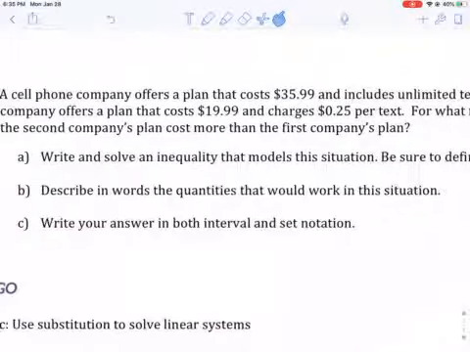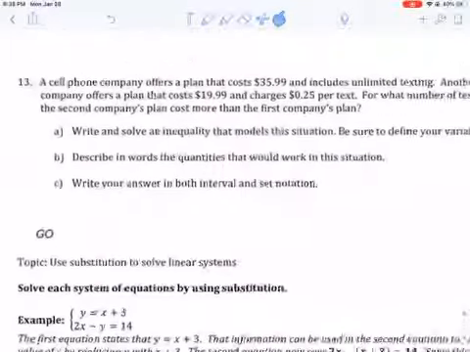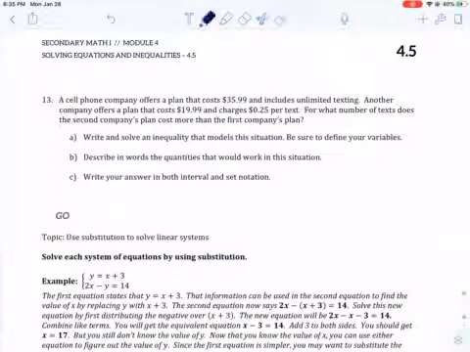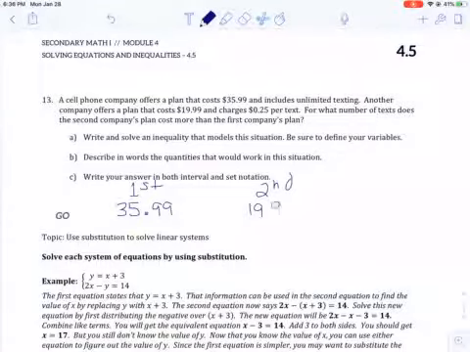Alright, so we've got two companies here. I've got a little bit of space down here, so I'm going to use this. I'm going to represent the first company here, and then the second company. Now, the first company offers $35.99 and unlimited text, so you're just paying the $35.99. The next one, you pay $19.99, and then 25 cents per text.